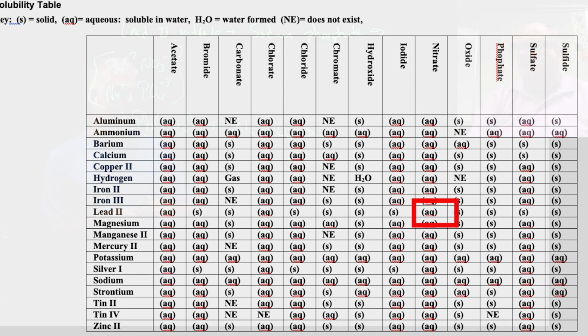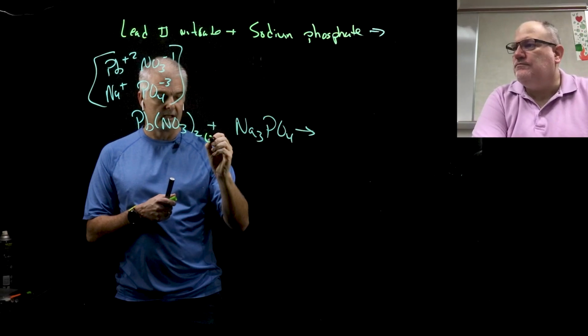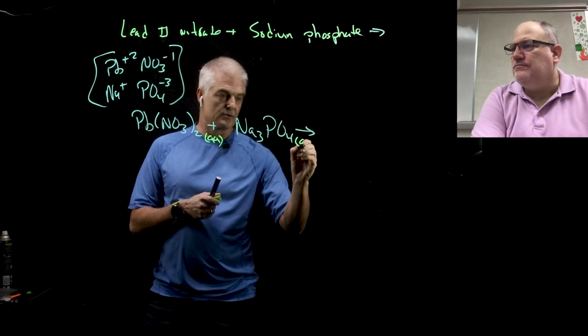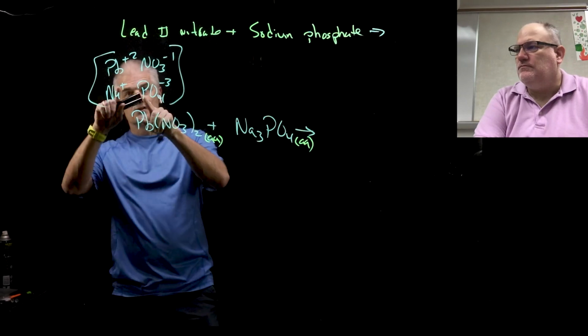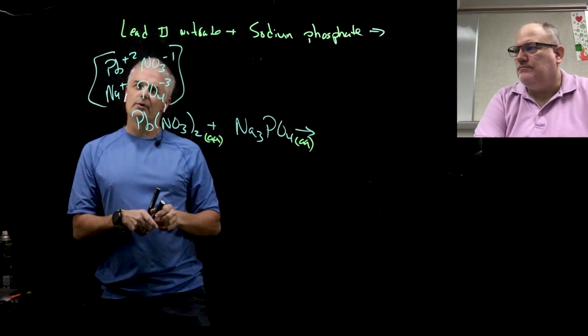Now, what we need to do is check out our other table, this table of AQs and S's, and it turns out that lead nitrate is AQ. That's good. And this is also AQ. So this reaction could happen. Now we want to trade partners. So now the lead is going to get together with the phosphate.